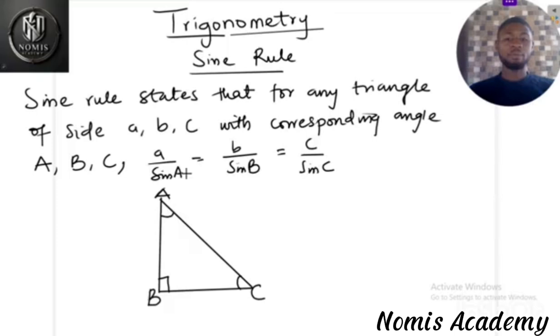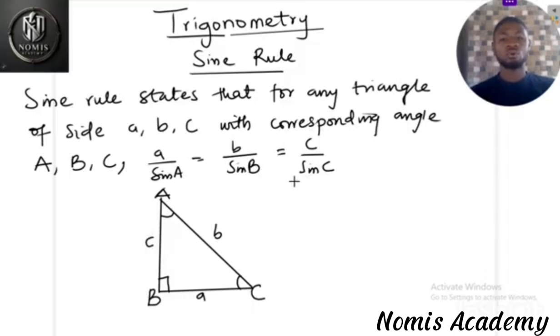So if I were to label the sides of this triangle now, I will label them in accordance with their corresponding angles. This is opposite angle A, so it will be small letter a, call it side a. Because this is opposite angle B, this will be small letter b. And because this is opposite angle C, this will be small letter c.